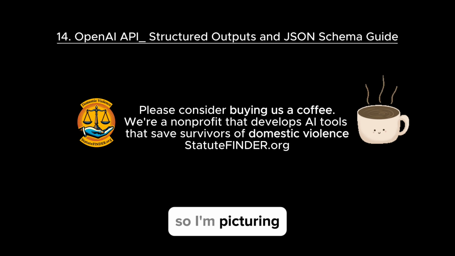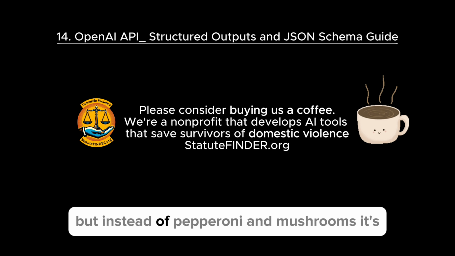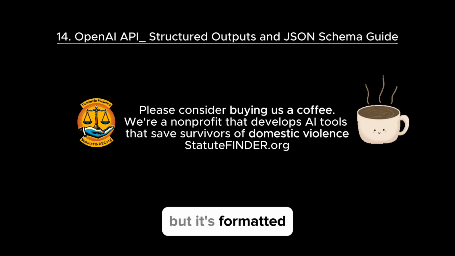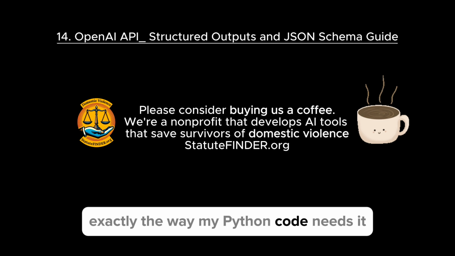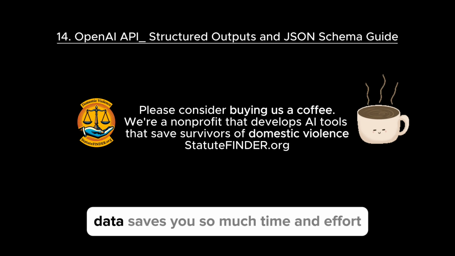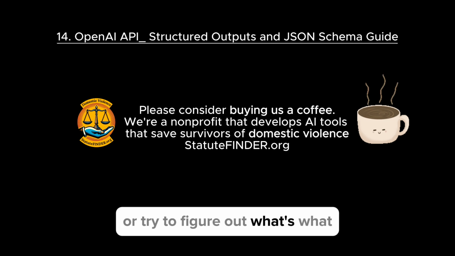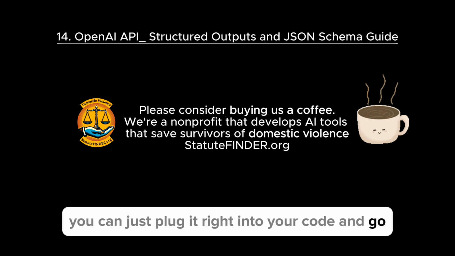So I'm picturing a neatly organized pizza arriving at my door, but instead of pepperoni and mushrooms, it's data, formatted exactly the way my Python code needs it. That's so much better than just a jumbled mess of information. Exactly. And that structured data saves you so much time and effort. You don't have to clean it up or try to figure out what's what. You can just plug it right into your code and go.